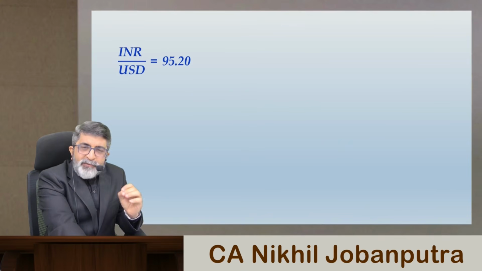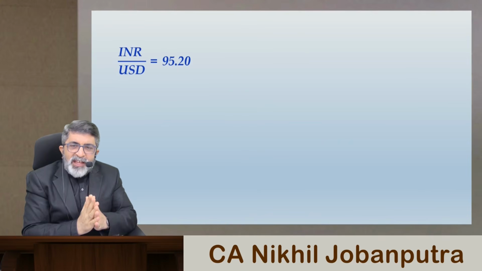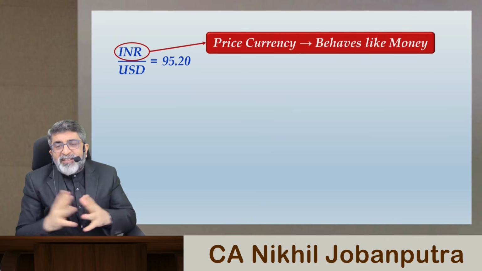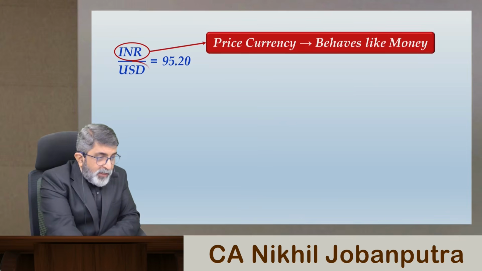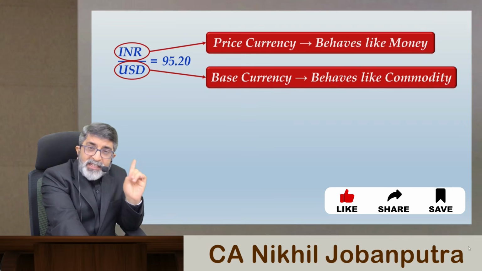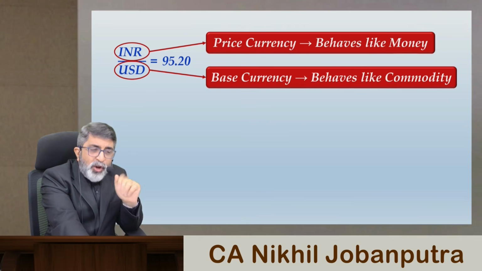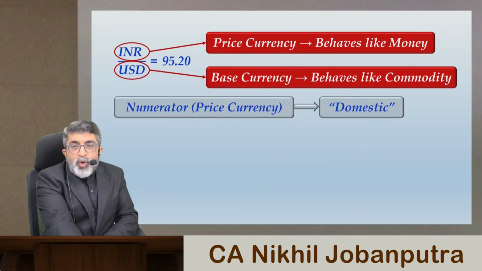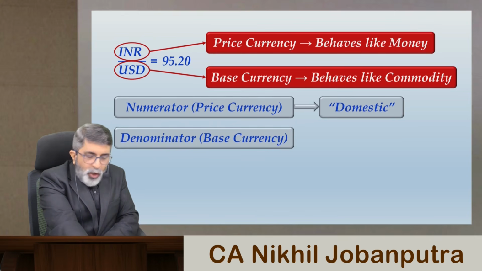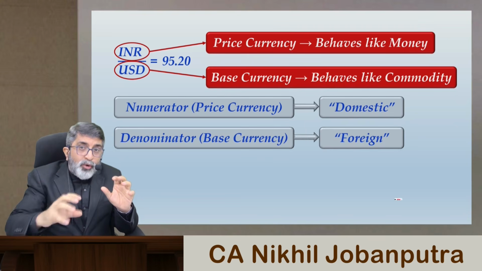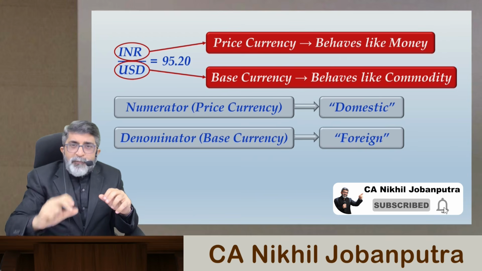So in this example that we have been taking, INR per USD is 95.20. We have already identified that INR is the price currency. This behaves like money, and USD is the base currency that behaves like a commodity. Everything that I have displayed here on screen, we have already discussed. Now the numerator is the price currency, and that is going to be domestic, and the denominator, the base currency, is going to be the foreign currency. Now why are we introducing these two terms, domestic and foreign?